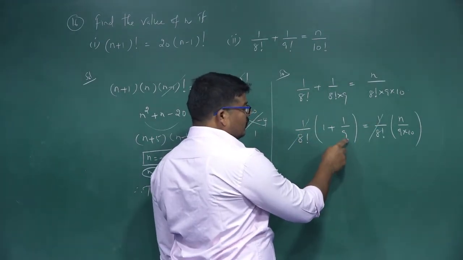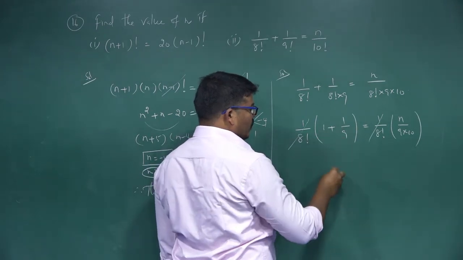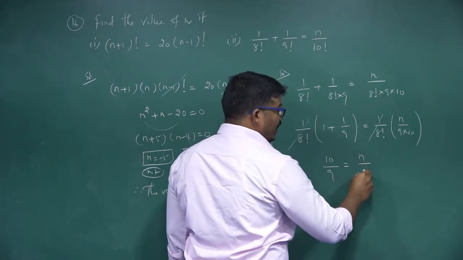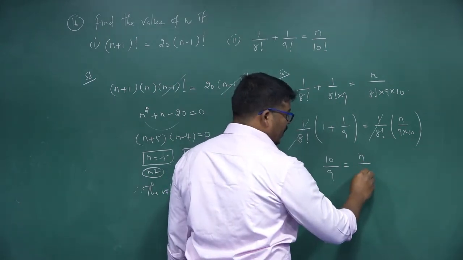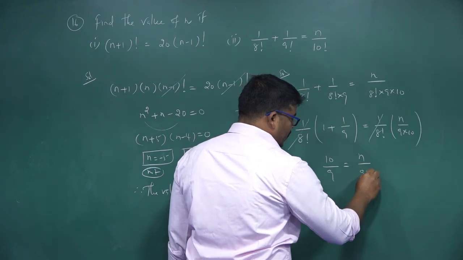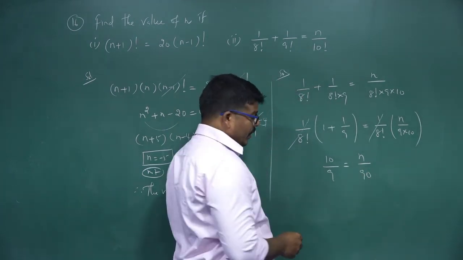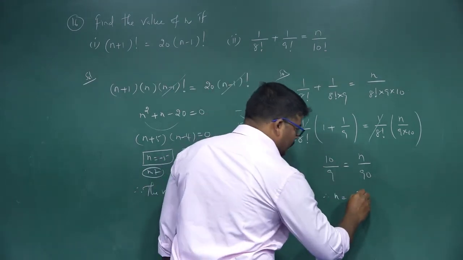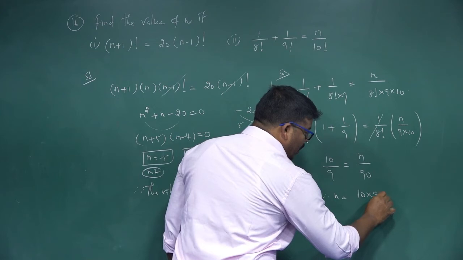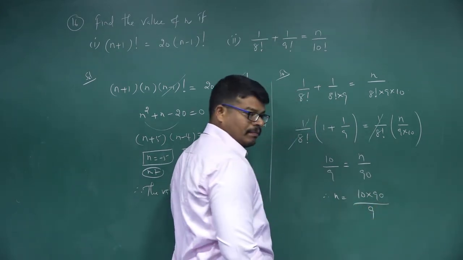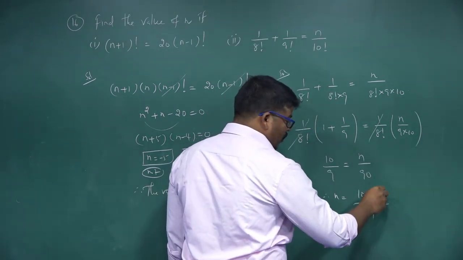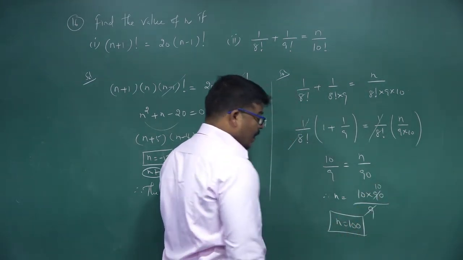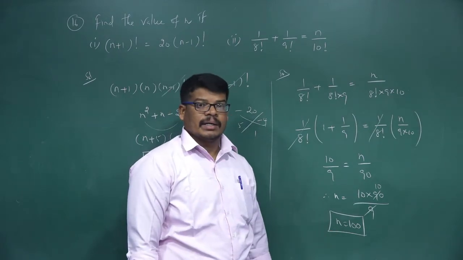Taking LCM, cross multiply: 1 nine is 9, 9 plus 1 is 10. 10 by 9 equal to n by 9 into 10. 9 into 10 is 90. Now find the value of n. Therefore n equal to 10 into 90 by 9. Now cancel: 1 nine is 9, 10 into 10 is 100. That is n equal to 100. Therefore the value of n equal to 100.